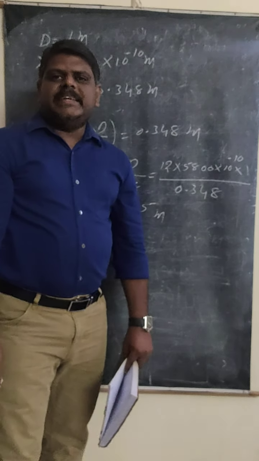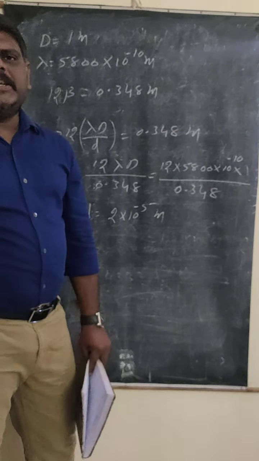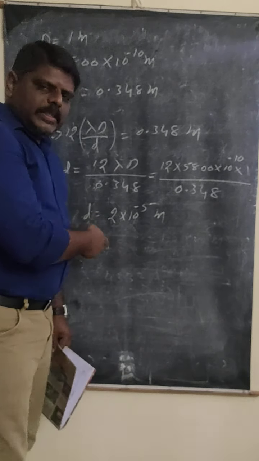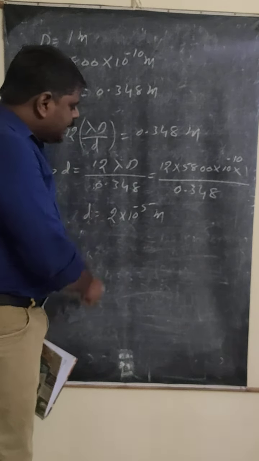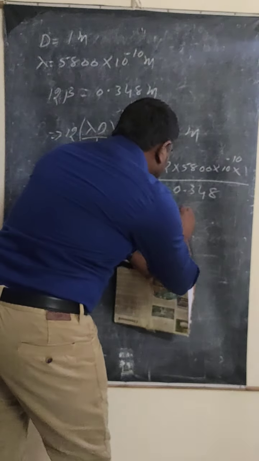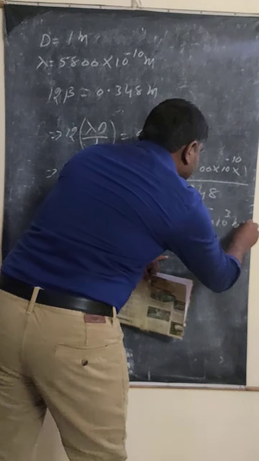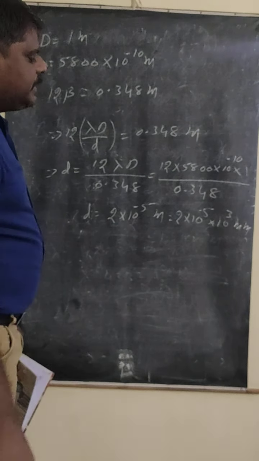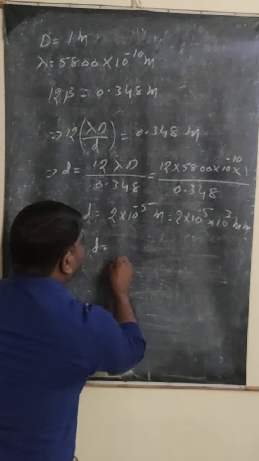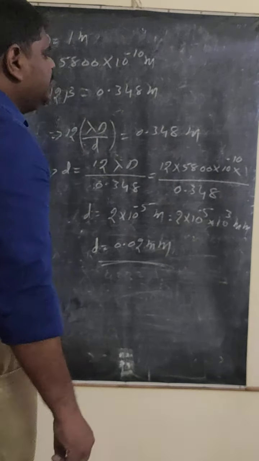And always remember, the distance between the slits we explain in millimeters, because the smaller the distance, the clearer the interference pattern we obtain. So to convert it into millimeters, I multiply by 1000. That means 2 into 10 to the power of minus 5 into 10 to the power of 3, which is 2 into 10 power minus 2. So d is equal to 0.02 millimeters. This is the distance between the slits.